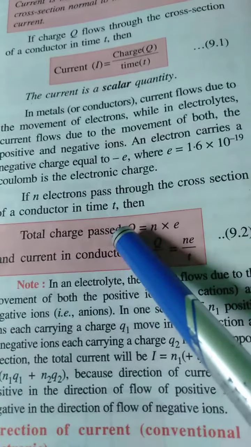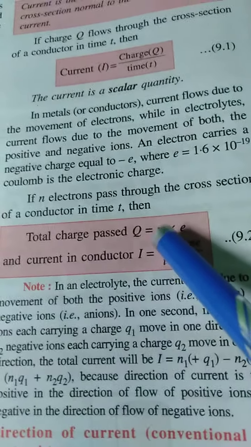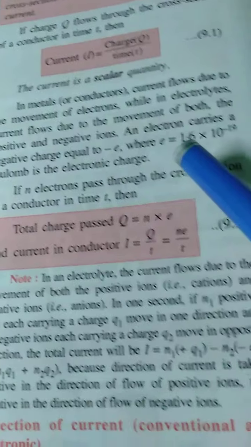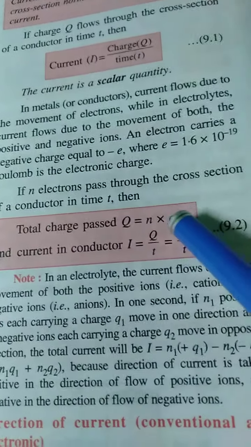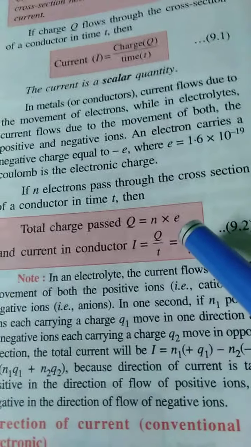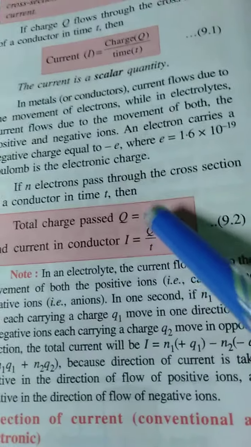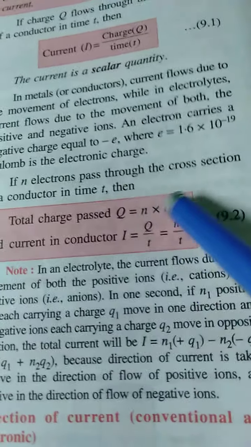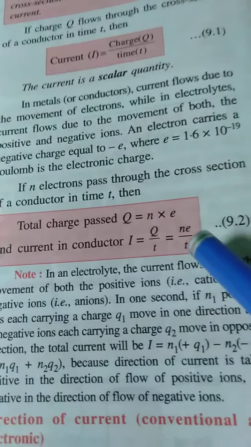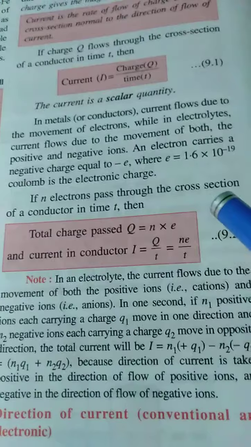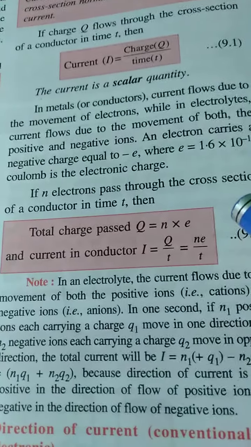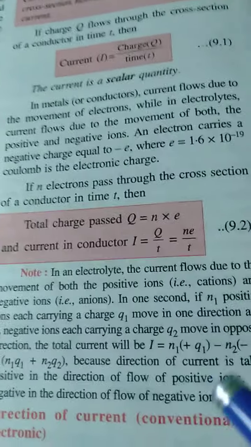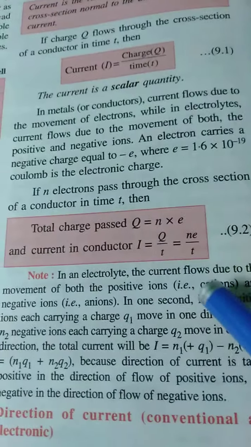Okay, total charge Q. Actually total charge is what? Number of electrons into charge of 1 electron. This you study later, that charge of any body is the integral multiple of the charge of electron. Okay, charge of any body is the whole number multiple of charge of electron. So charge of any body can be written as N into e. So I is what? Q by t, means Ne by t. So in case of metallic conductor, the current flows because of what? The current flows because of the presence of free electrons.